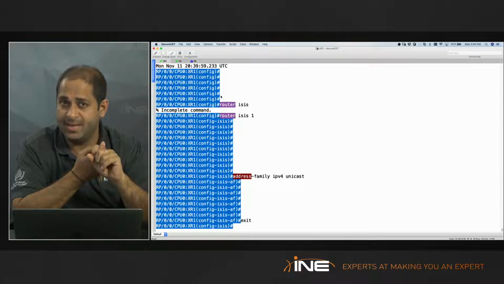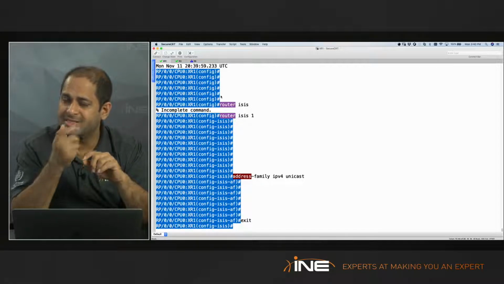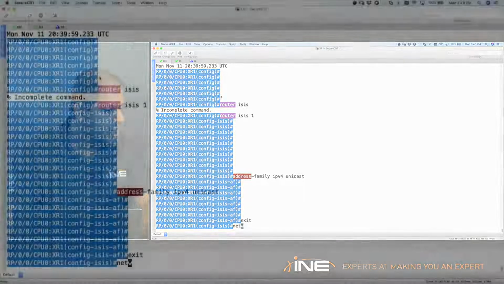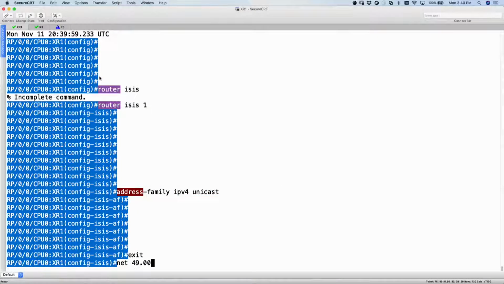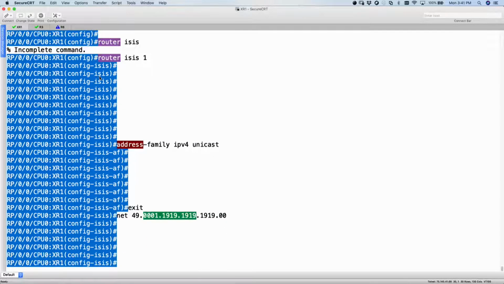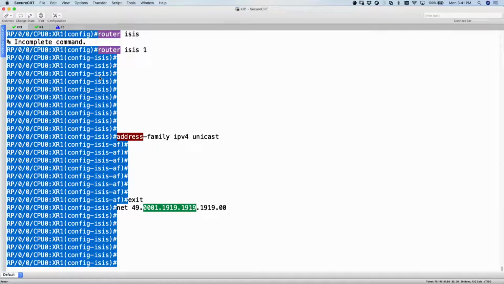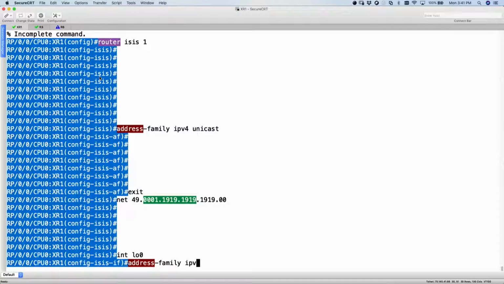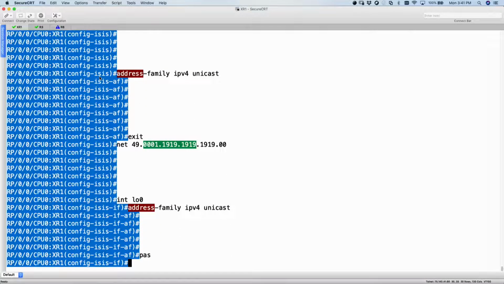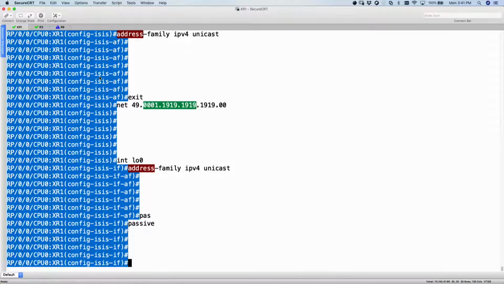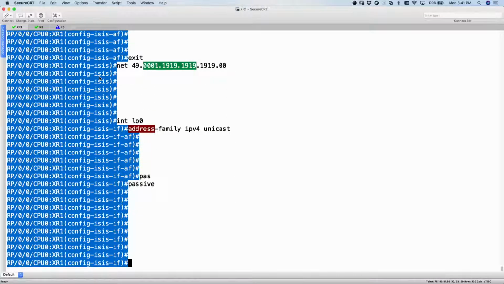So XR1 should be in the same area if you're doing single level routing, but the system ID has to be unique. So let's give a net as 49.0001, which means they're in the same area. And then let's give a unique system ID 1919.1919.1919.00. So once I have my system ID defined, let's activate ISIS on my physical interface. So that's going to be with interface loopback 0, address family IPv4 unicast, and then passive. Make sure you give the passive command because you don't want to activate ISIS, but you still want to advertise your loopback.